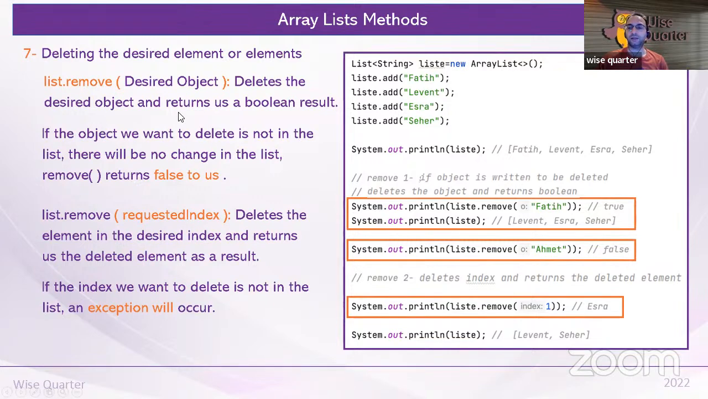But if you want to delete a number directly, you should create it. Otherwise, it will be accepted as an index. It's important. And if the value you are trying to delete is not there, it will return false. If the index you are trying to delete is not in the list, I mean, there are 4 elements here, and you try to delete index 10, the exception will be thrown.